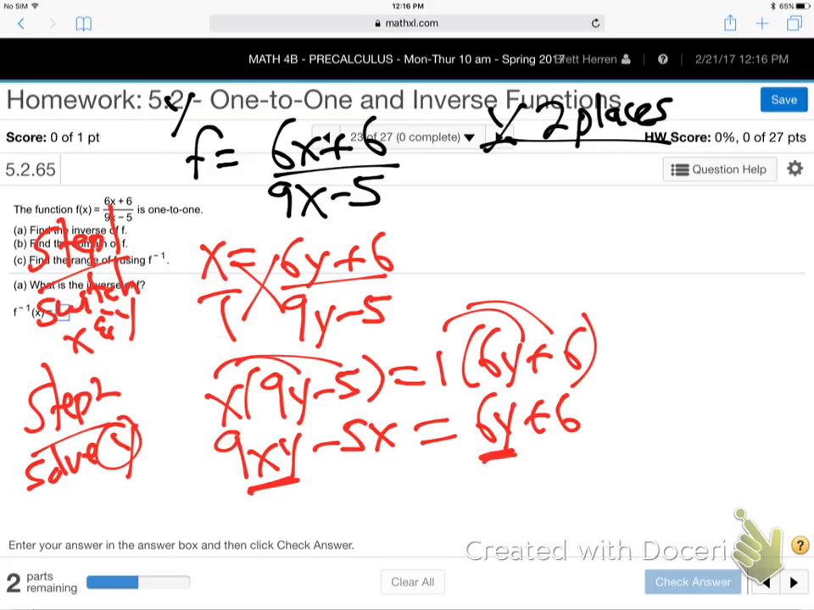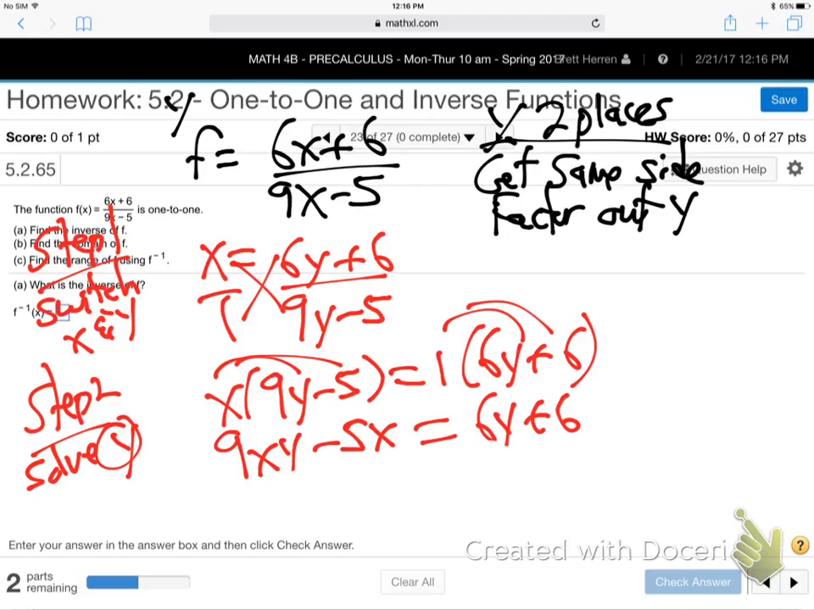The thing you're trying to solve for is in two locations, right? It's here and here. That's a pain. What do you do when the thing's in two places? You get them on the same side, and you factor out the y and divide.